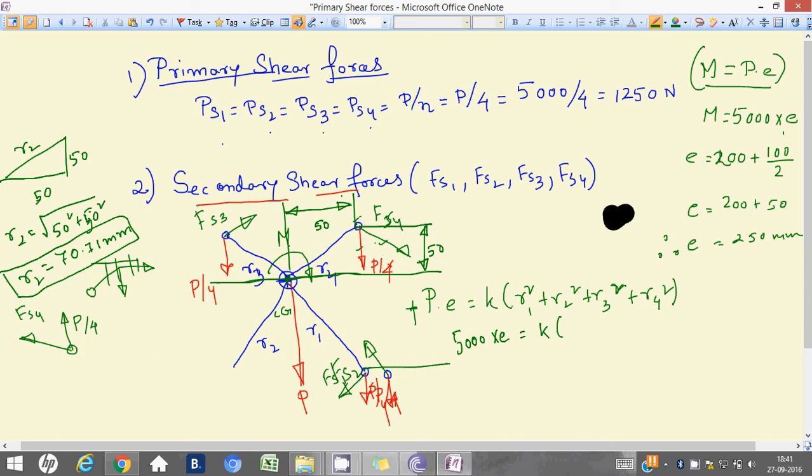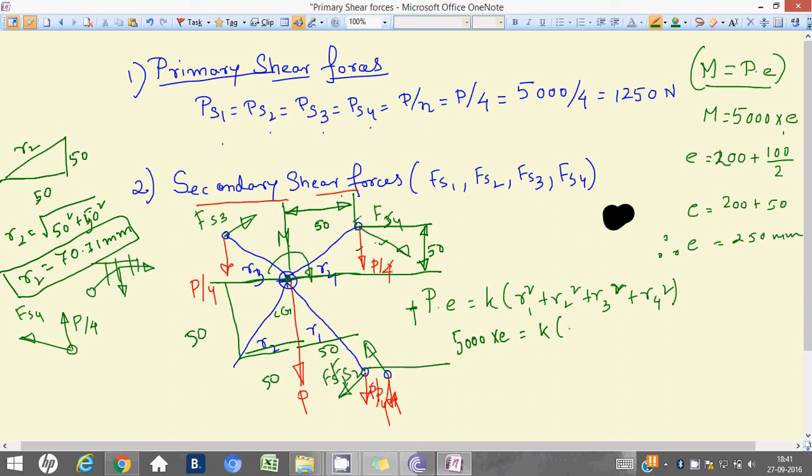Okay, so in this case, all the R are the same, because this distance, this distance, and this distance are all the same. It's like 50, then 50, then here 50, all are the same. It's 50 into 50, it's 50 plus 50 plus 50. And if you see the diagram, you will understand.